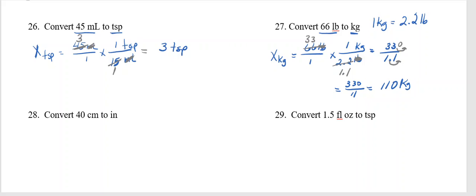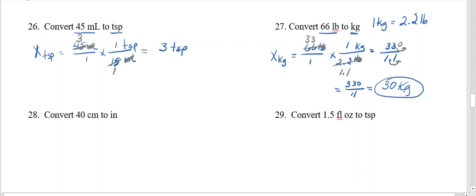I think it's time for me to stop and go to bed, because I multiplied right here instead of dividing, because 330 divided by 11 is 30, not 110. So it's 30 kilograms. Kilograms is larger than pounds, so there's going to be fewer kilograms than there are pounds. So let's do a few more of these, and then I'll call it a night.